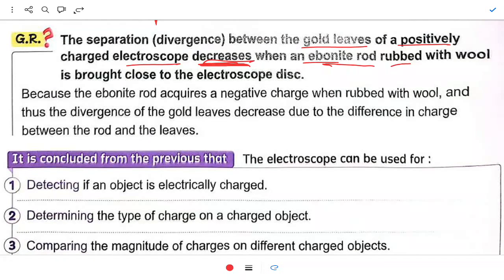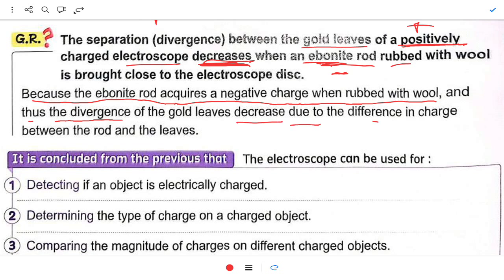charge, because you have a positively charged electroscope with gold leaves, and the ebonite is negative, so you have positive and negative. What will happen? I will tell you. Because the ebonite rod acquires a negative charge when rubbed with wool, the divergence of the gold leaves decreases due to the difference in charge between the rod and the leaves.